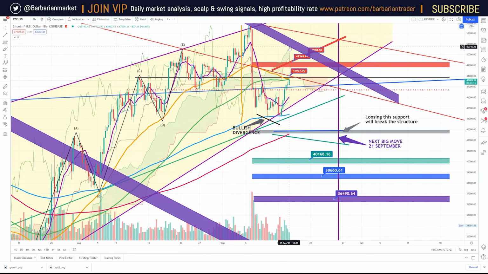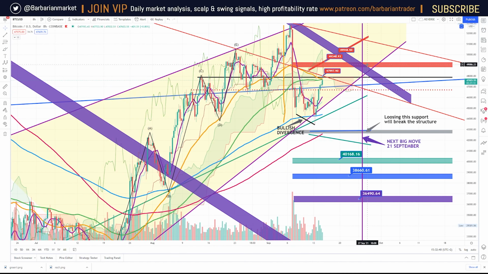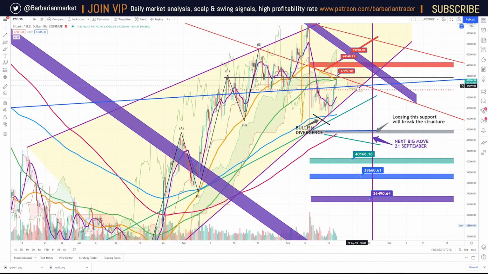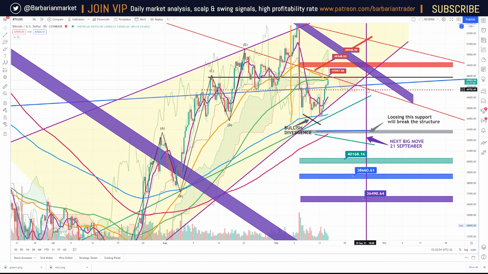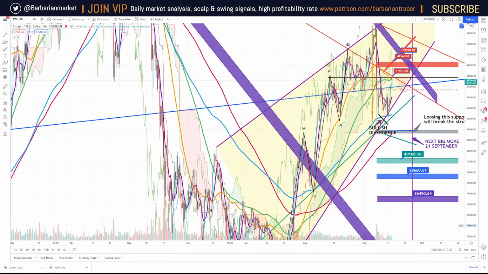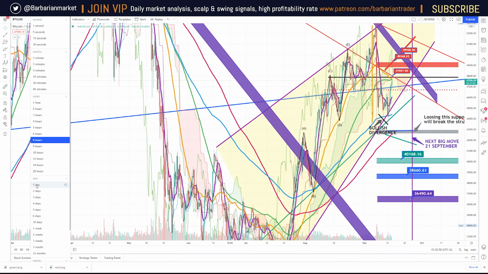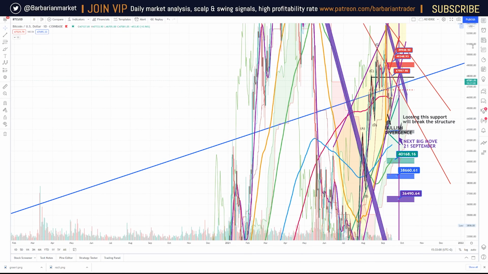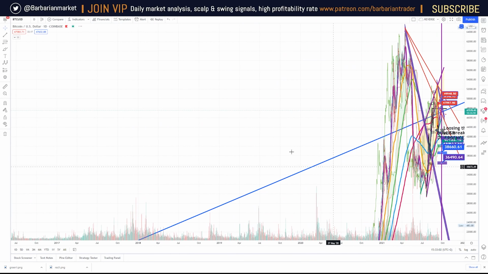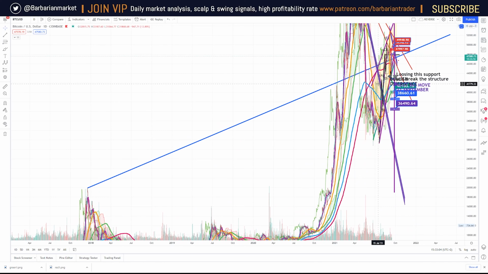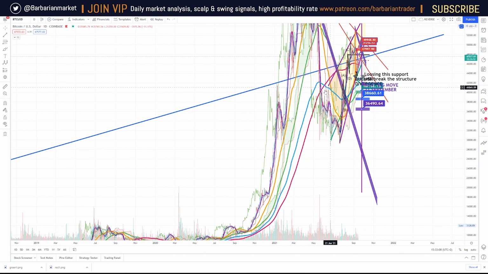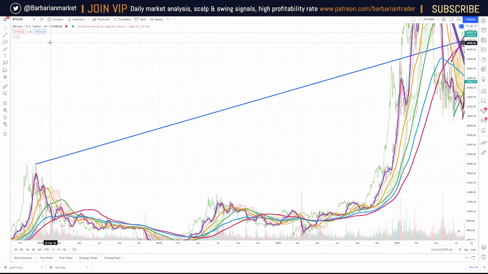Okay, so another very important level, we have this blue line. Let me zoom out. I will change to daily, and this blue line, practically, it's a 4-year support and resistance area. Okay, so practically we had like that.